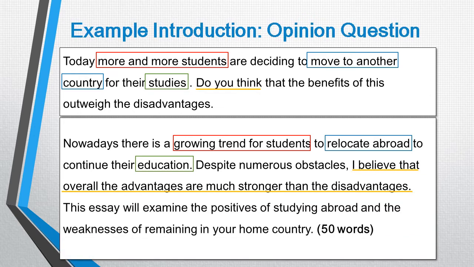And the third R is reveal. So we're going to reveal what the essay is going to do. So this essay will examine the positives of studying abroad and the weaknesses of remaining in your home country. And this is a 50-word introduction, which is just about right.